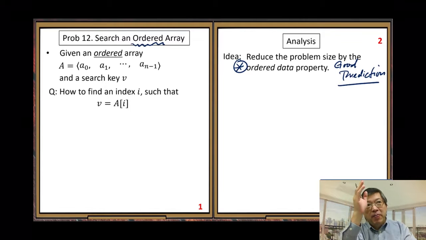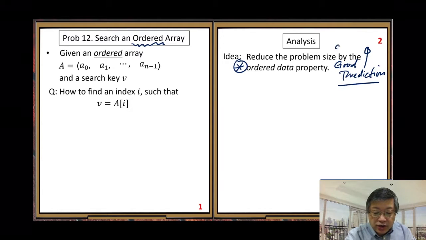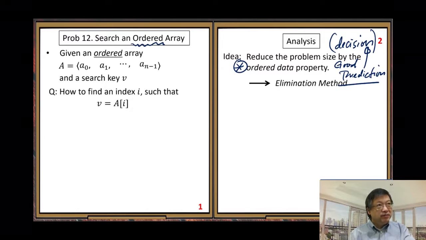In other words, sometimes it is prediction, sometimes decision. Prediction is about something unknown. But sometimes you are pretty sure of the decision, so it is a good decision, not just a prediction. When you make a decision, you can make a very good decision. So that is the reason this elimination method is very effective in this situation.